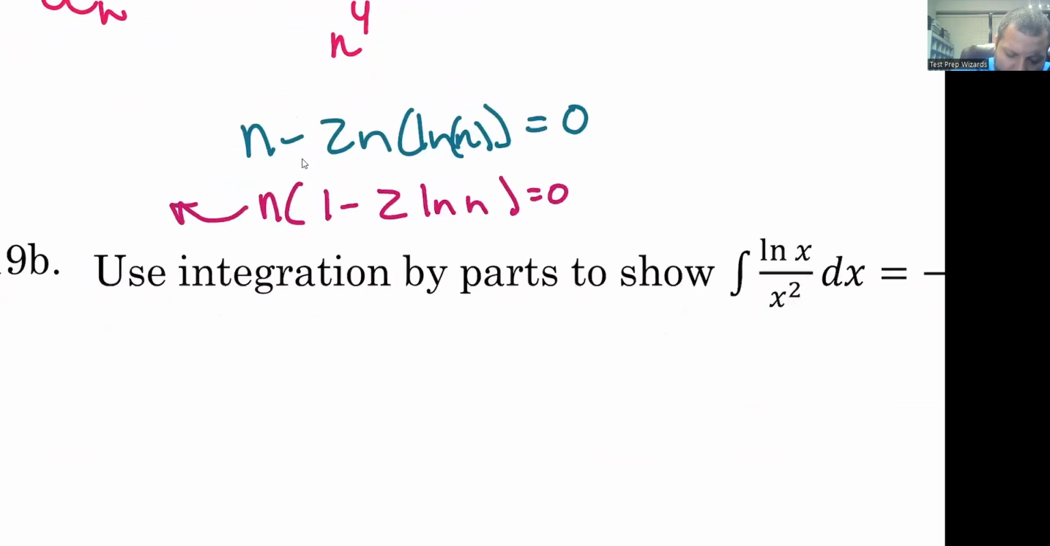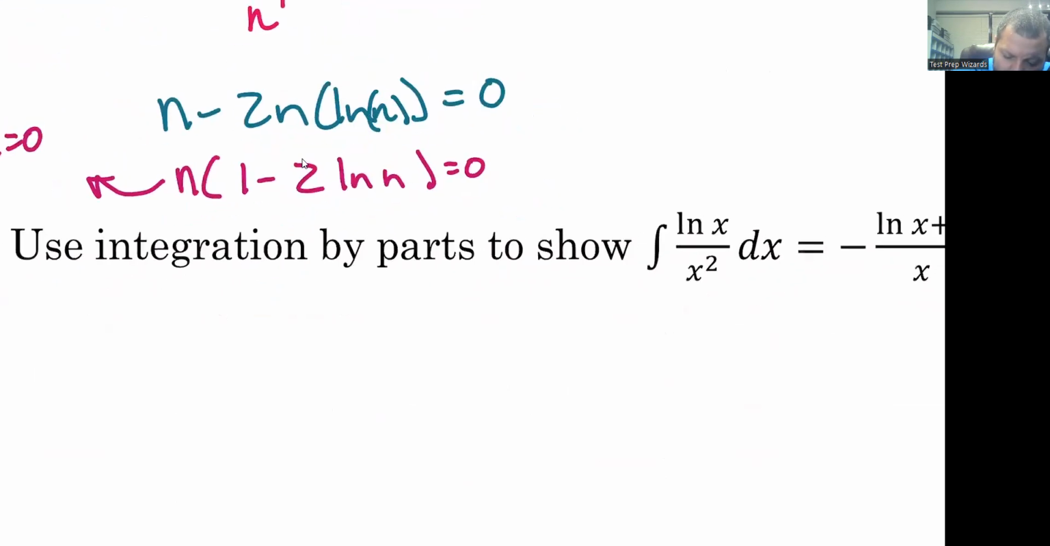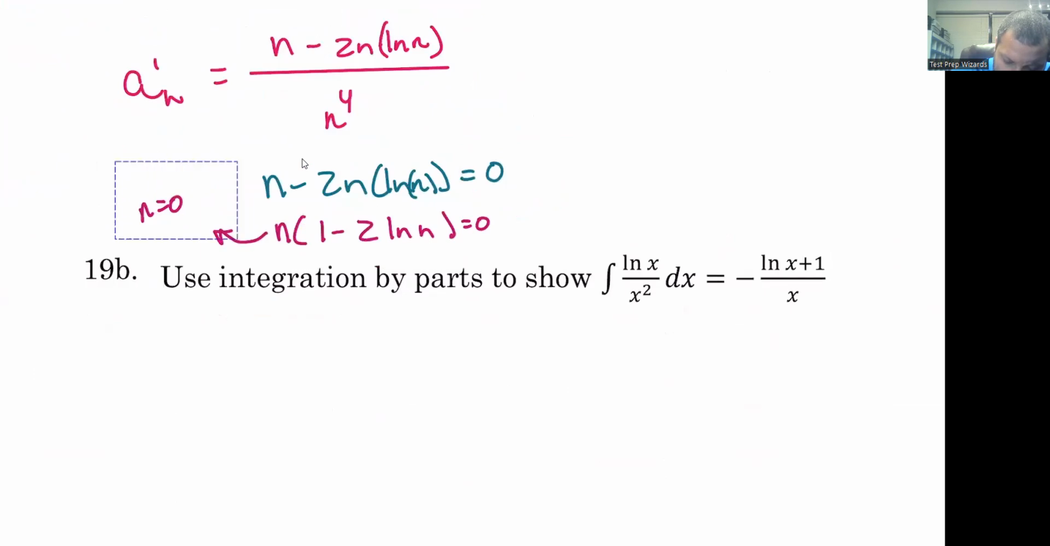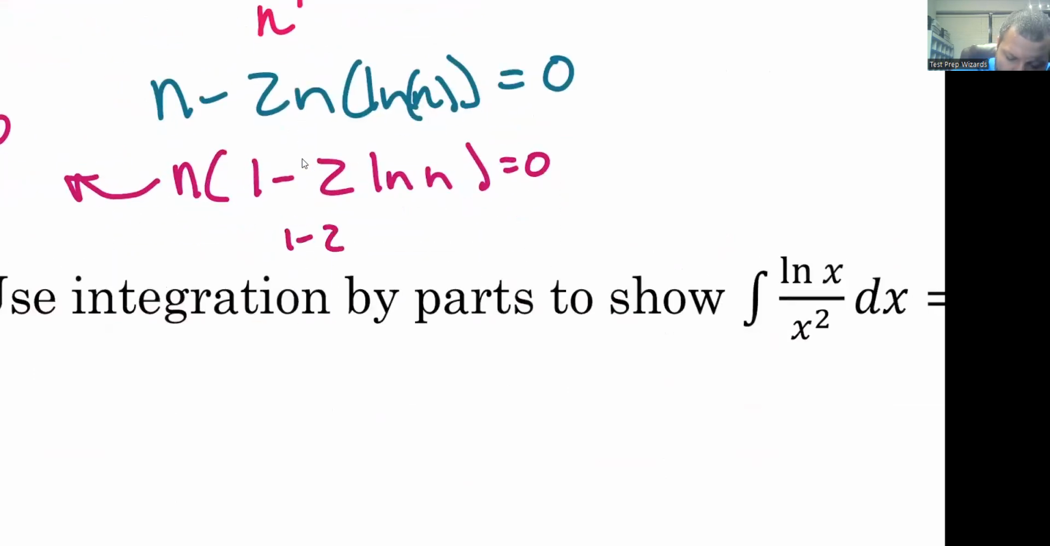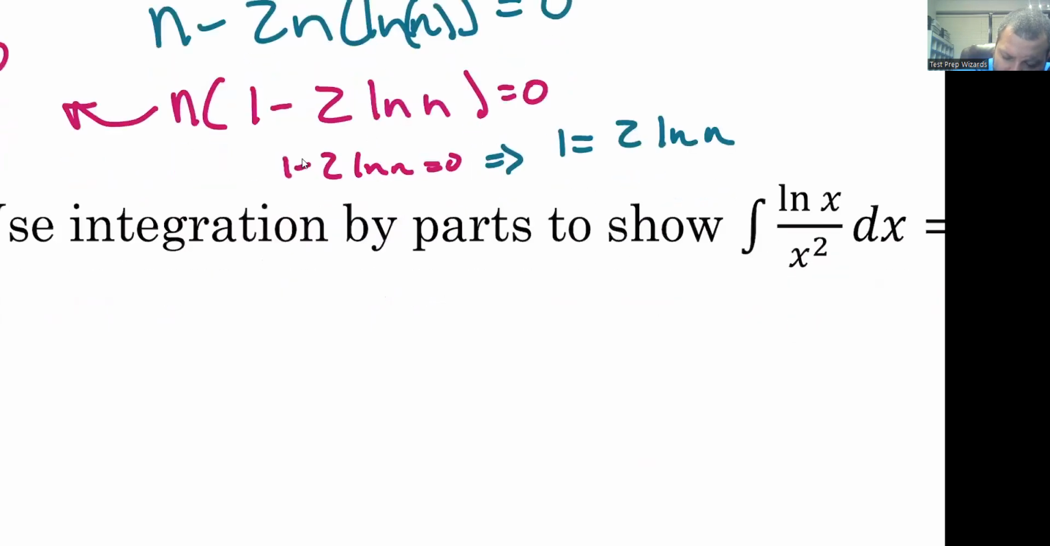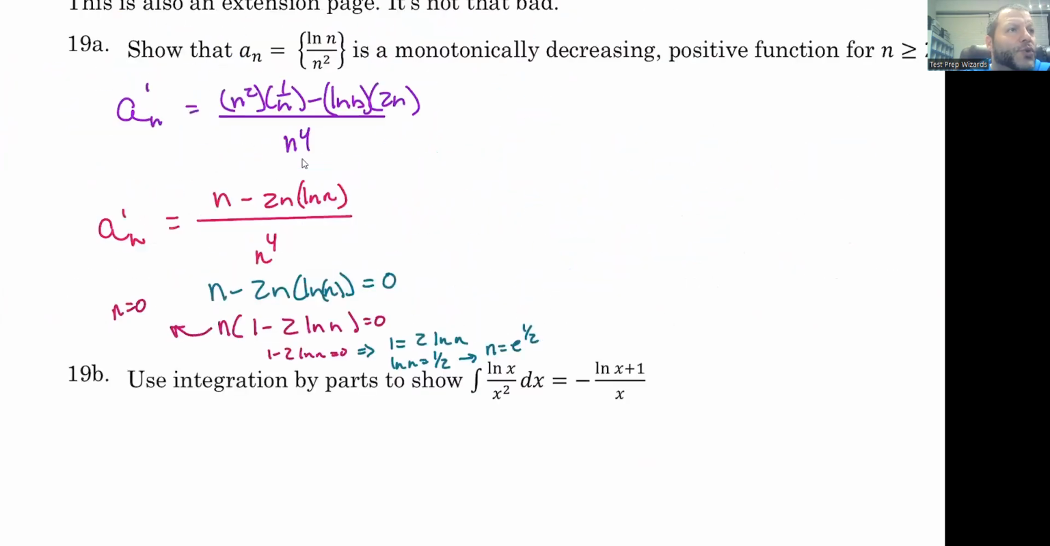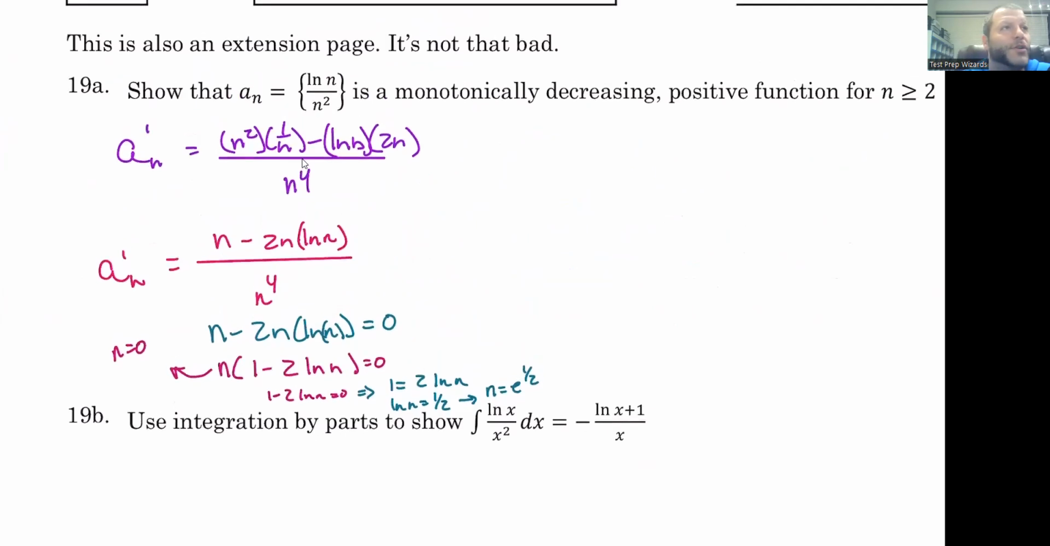So this is going to occur when n is 0. That would be a critical value. Or when 1 minus 2 natural log of n is 0. This is going to equal 1 equals 2 natural log of n, aka natural log of n equals 1/2. So this would be n equals e to the 1/2 power. These would be our two critical values.